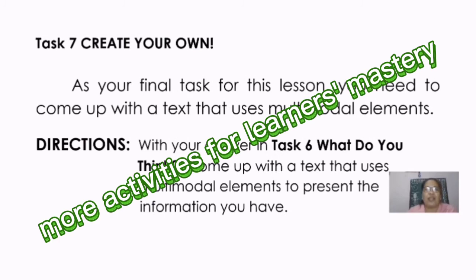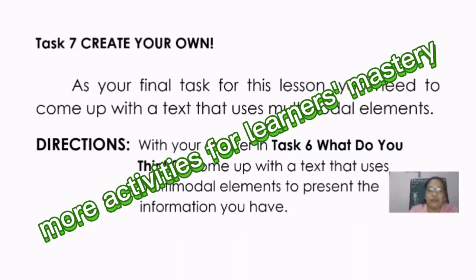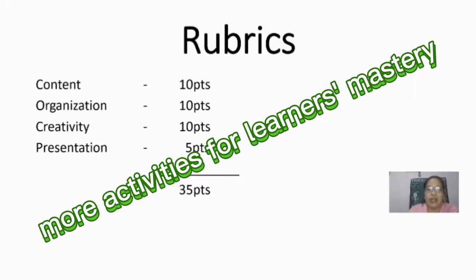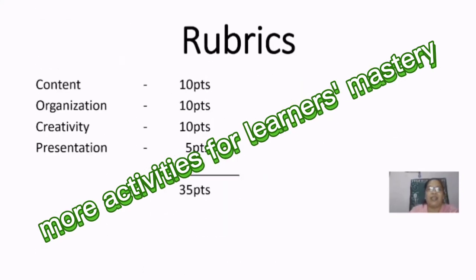So as your final task for this lesson, you need to come up with a text that uses multimodal elements, with your answer in task 6. Come up with a text that uses multimodal elements to present the information you have. So here are the rubrics for this task. Content 10 points, organization 10 points, creativity 10 points, and presentation 5 points. So you have 35 points for this task.